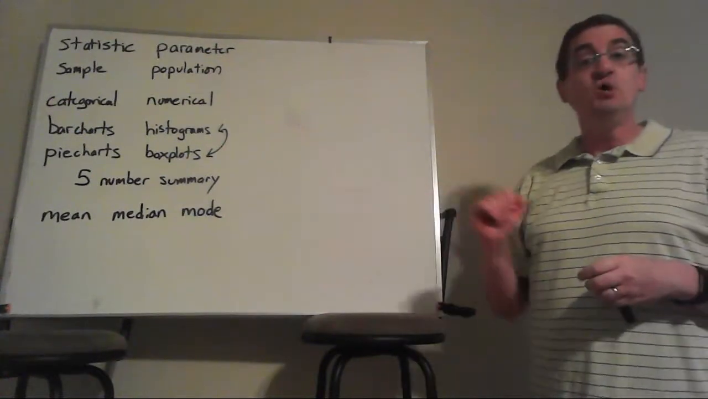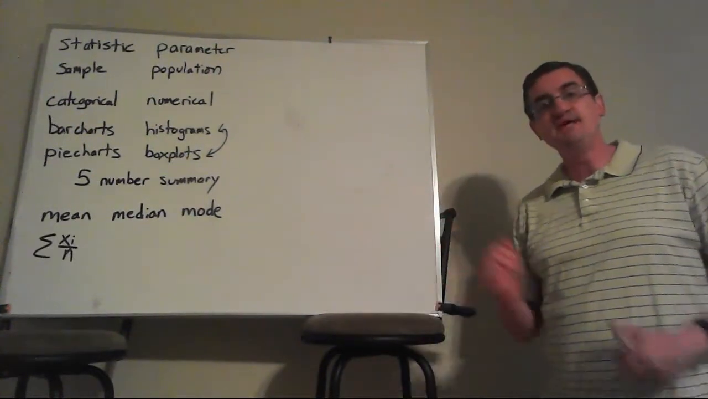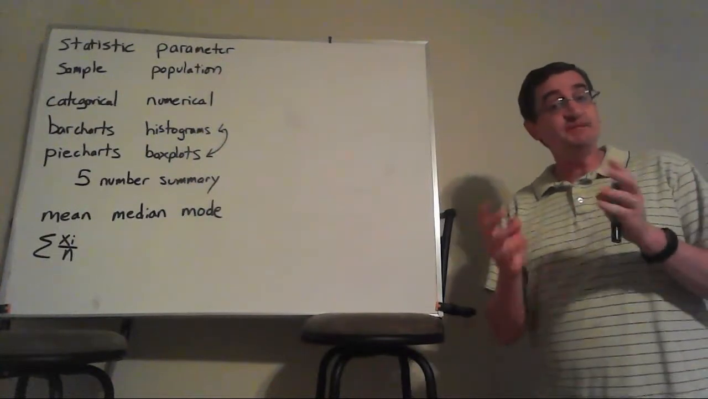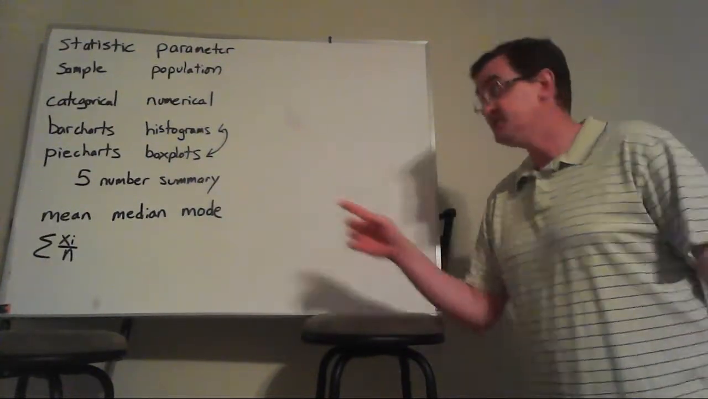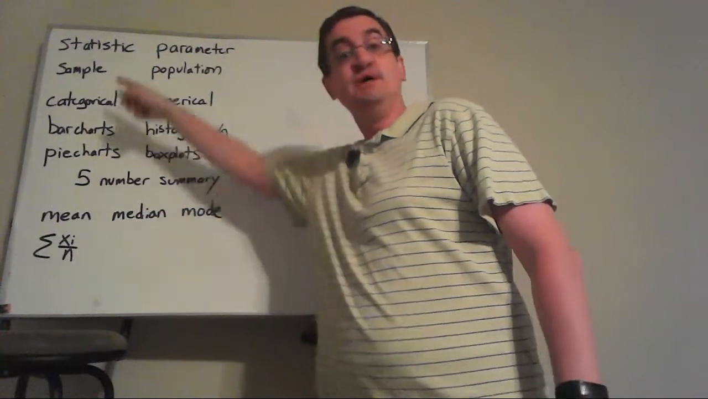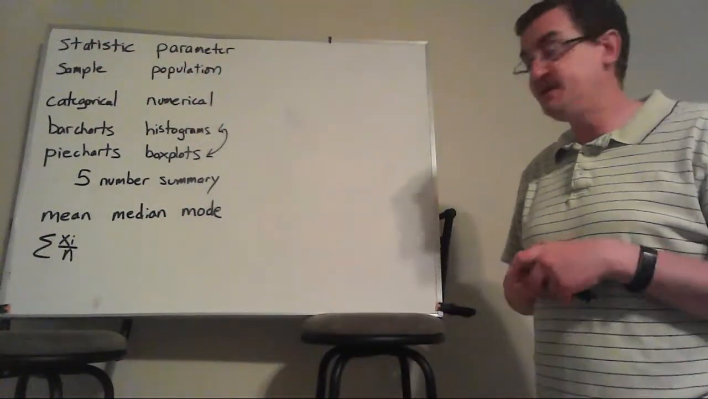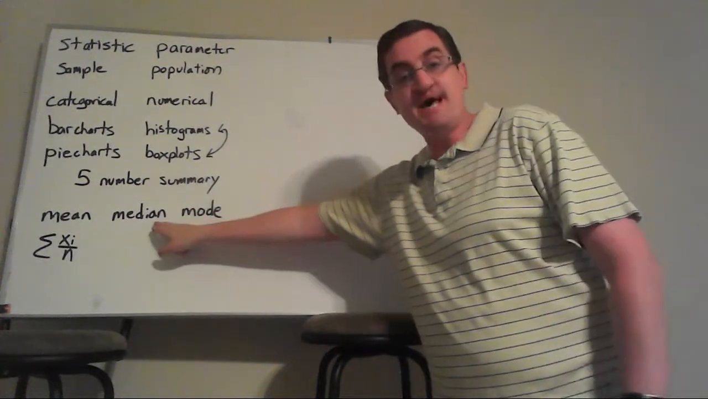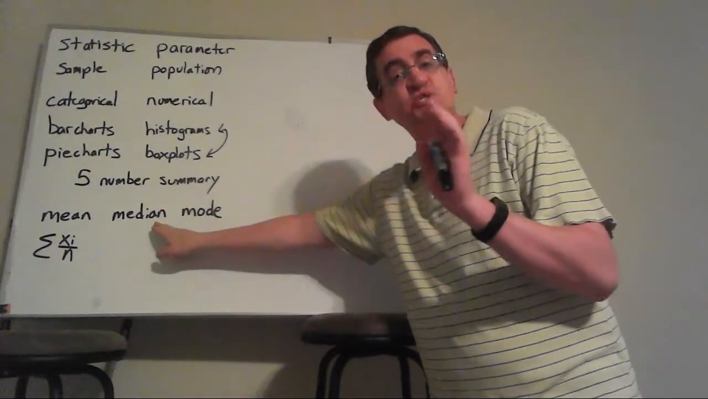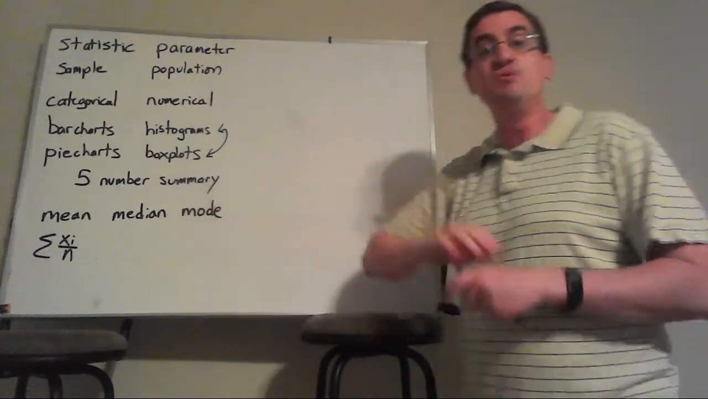The mean, which is the equation sum of the xi's over n. And sum of the xi's means we're talking about data. So this is adding up all the data over n. So we're talking statistics and sample right here. We'll get over to the population side in just a minute. Median is that middle value. If you counted, make sure it's sorted in order first. Mode is the most frequent.